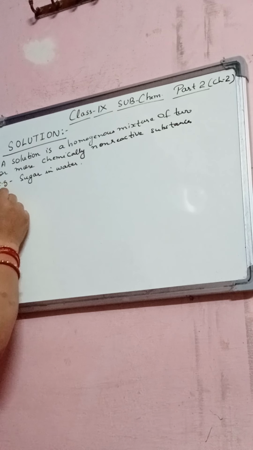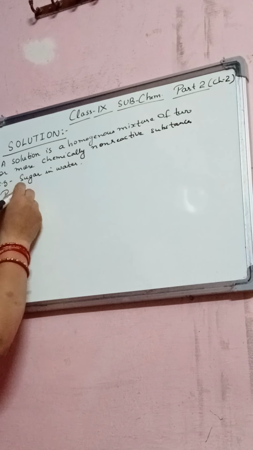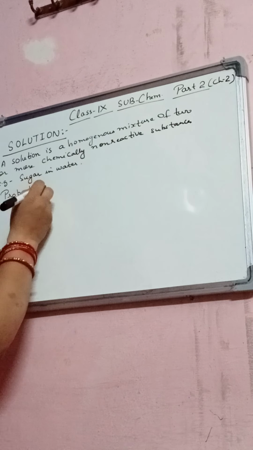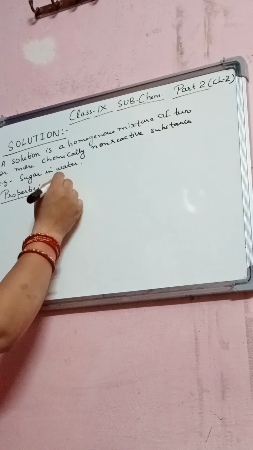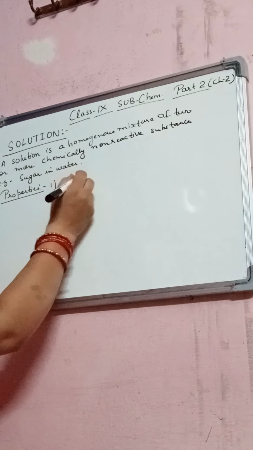So students, what are the characteristics of a solution? What are the characteristics of a solution? On page number 16 it is given. A solution is a homogeneous mixture. Number 1, the first characteristic or property of a solution: it is a homogeneous mixture.